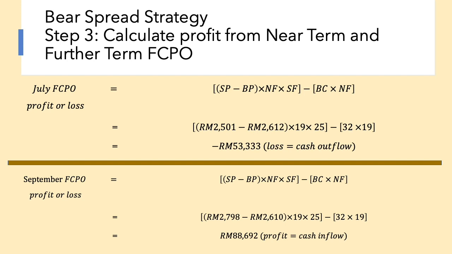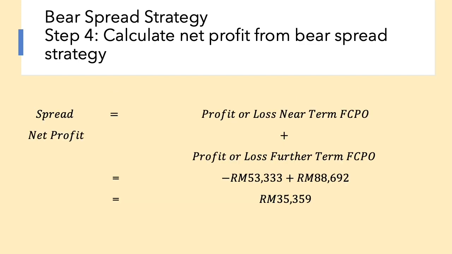Step number 3, you need to calculate profit from near-term and further-term FCPO. For July FCPO, for selling price and buying price, you need to refer to your spread table. So you sell July at price 2501 and you buy at price 2612. So you get negative 53,333 ringgit. So negative means you make a loss. Loss is cash outflow. For the September contract, you sell at 2798 and buy at 2610. So you get positive 88,692 ringgit. So positive means you make a profit.